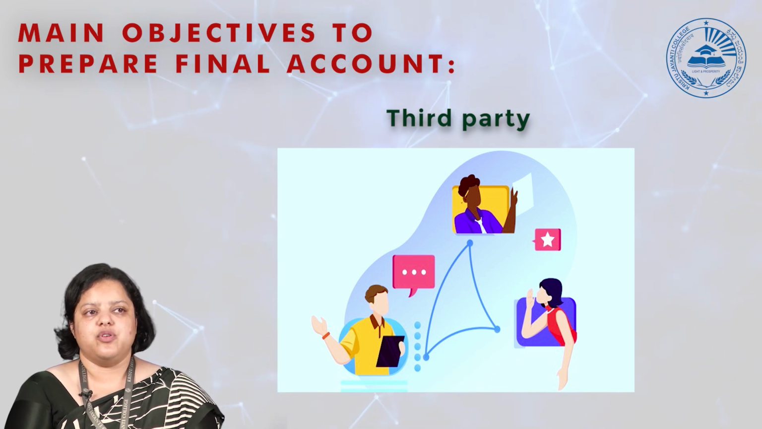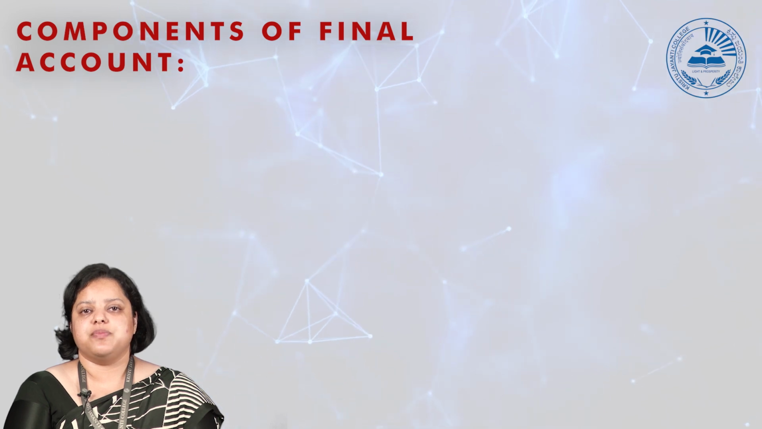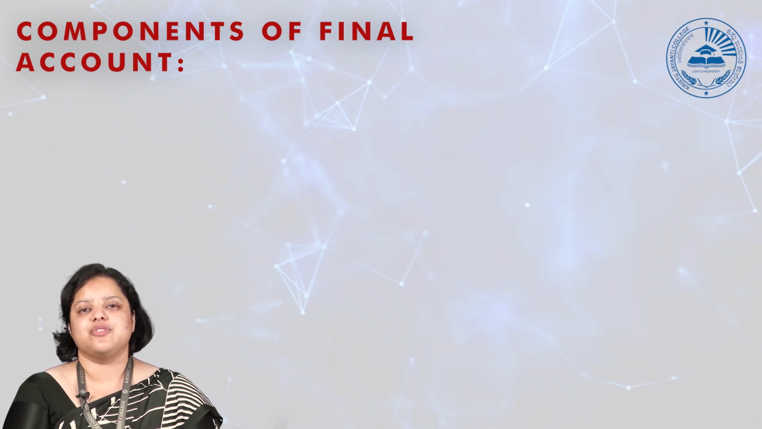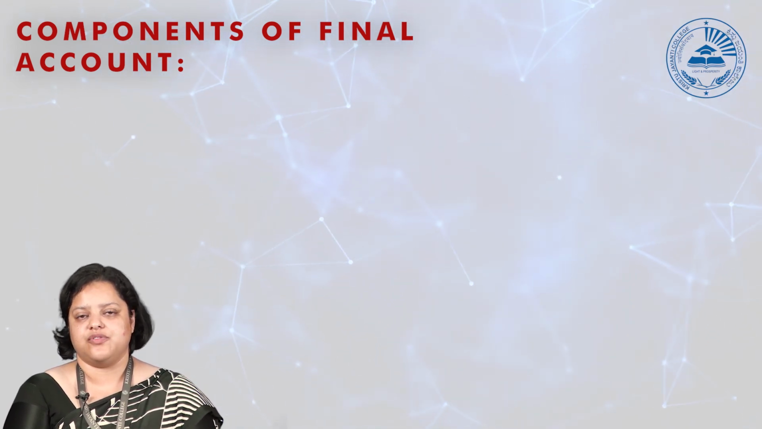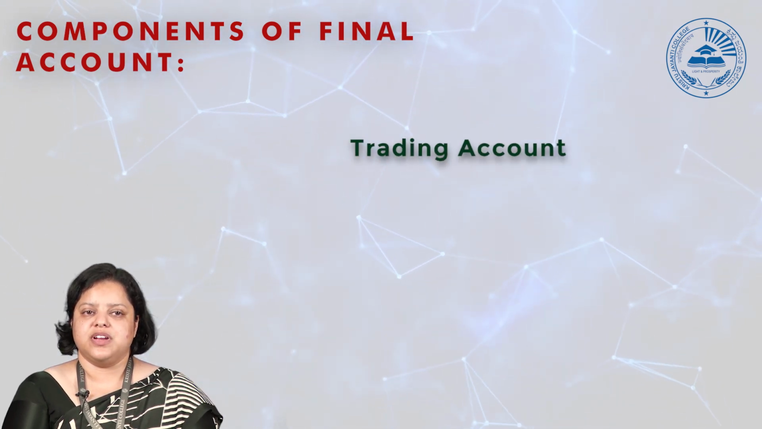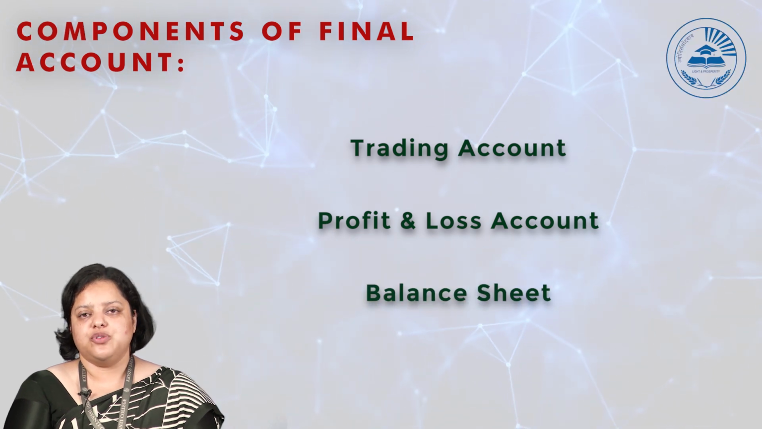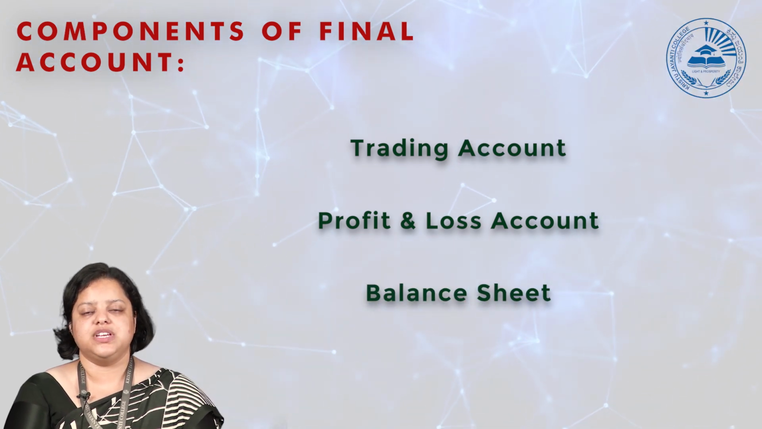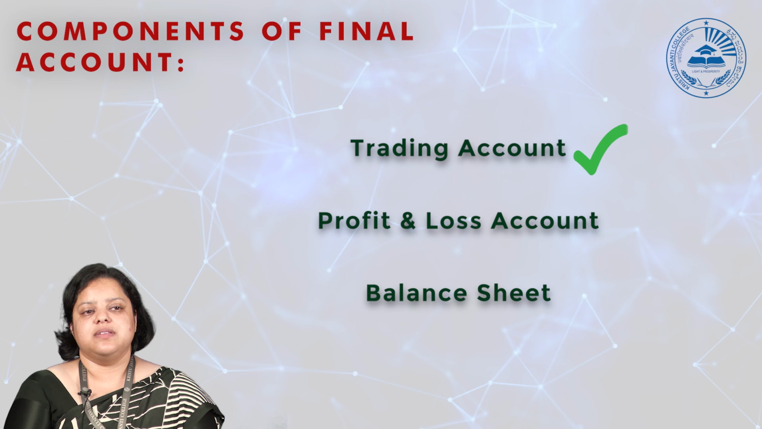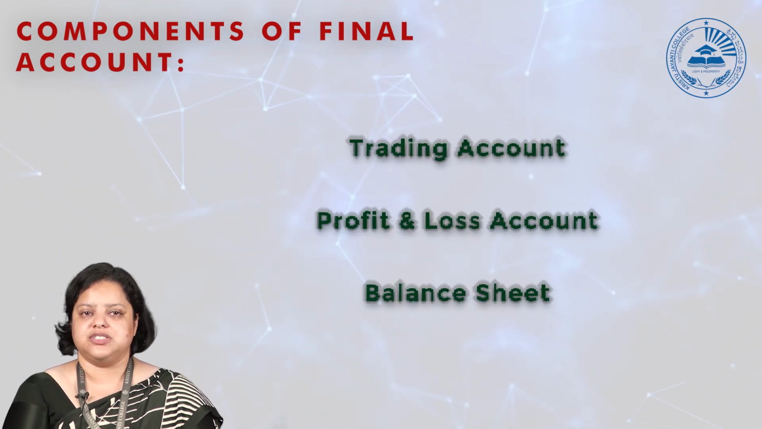So let's talk about the different components of final accounts. When we are preparing the final accounts, they consist of three kinds of accounts. The first one is the trading account, the second one is the profit and loss account, and the last one is the balance sheet. If we want to prepare the balance sheet, first we need to prepare the trading account, then the profit and loss account, and then we should go for the balance sheet.